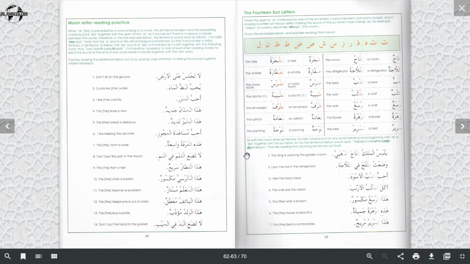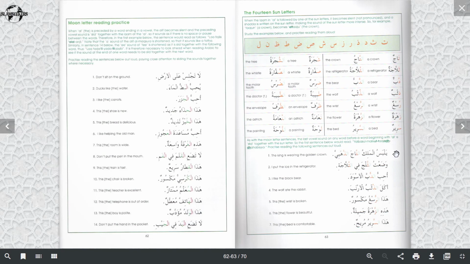As with the moon letter sentences, the last vowel sound on any word before a word beginning with al is slid together with the sun letter. So the first sentence on page 63 would read, يلبس الملك التاج الذهبي. Listen carefully to the following sentences.